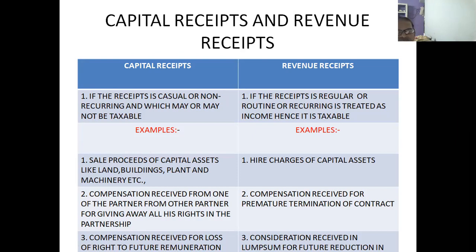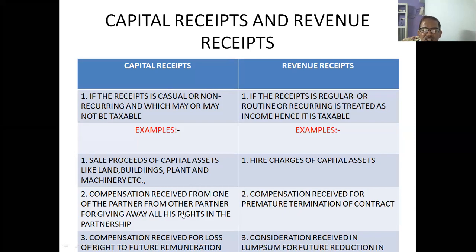Okay. Similarly, in case of revenue receipt, an example is hire charges of capital assets. Suppose you give your fixed assets on rental basis to others. Whatever rental or hire charges you receive are called revenue receipt.